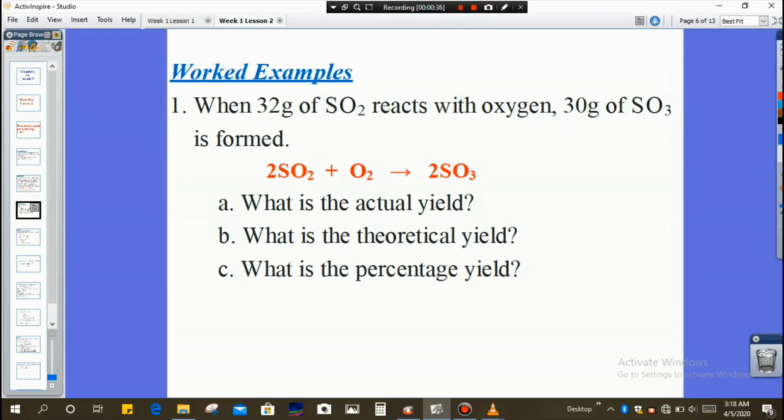The product of this reaction is sulfur trioxide, and its actual amount formed in the reaction is 30 grams. Therefore, the actual yield of this reaction is 30 grams of sulfur trioxide.